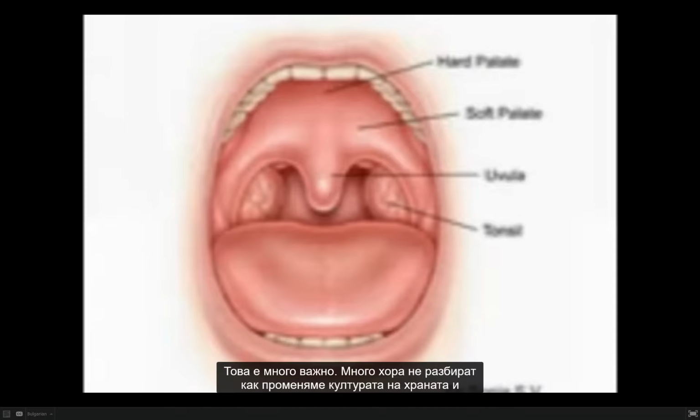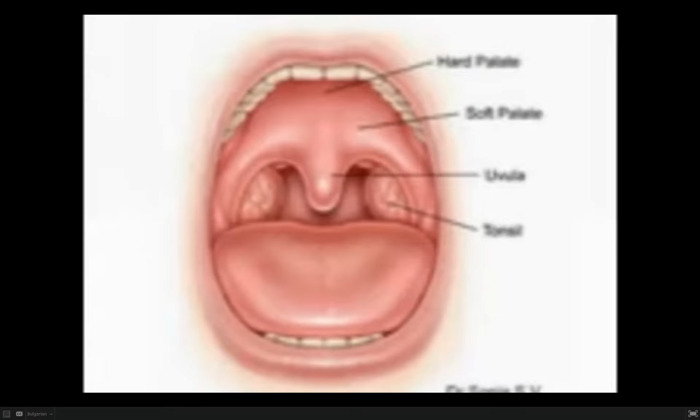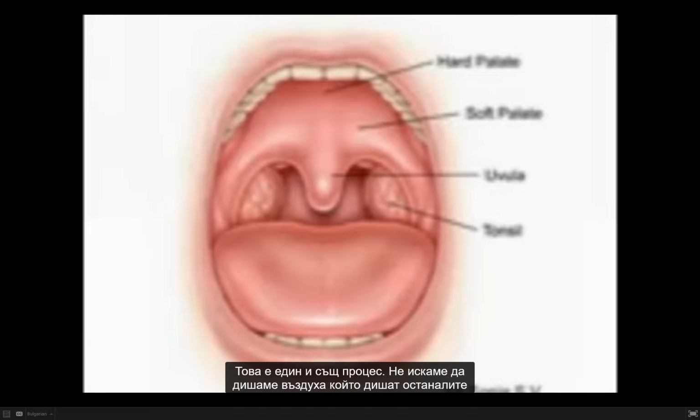This is very important. A lot of people don't understand how we change the culture of the food. When we change the culture of food to satisfy the emotion, we have chosen different shapes, different colors, different heights. This is what I was explaining in our trip to knowledge seekers. Why men are becoming different heights and we're becoming taller and taller. It's the same process. We don't want to breed the airs which the others breed. So we go slightly higher.